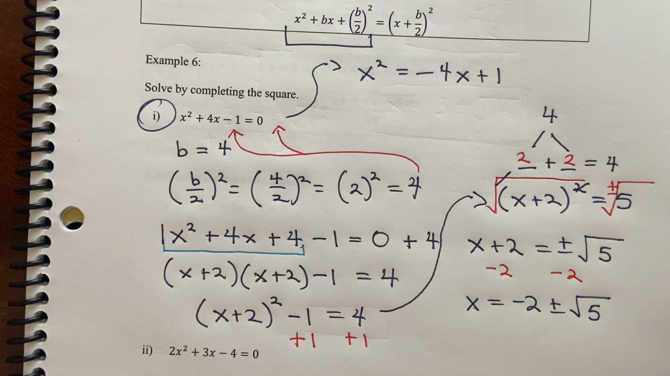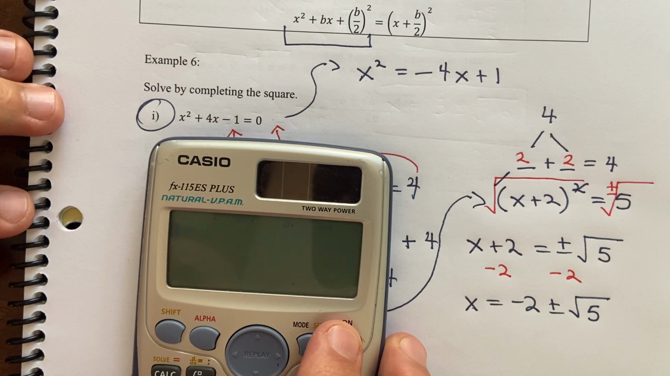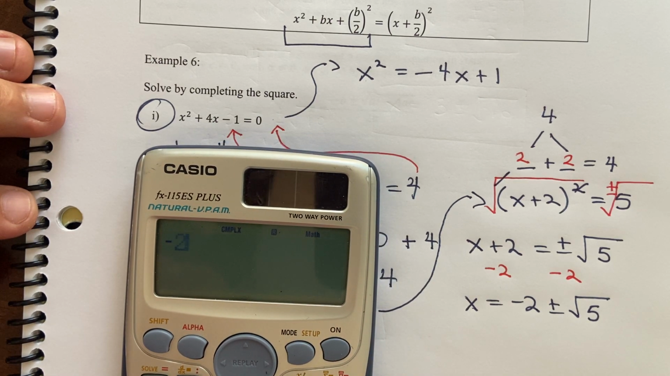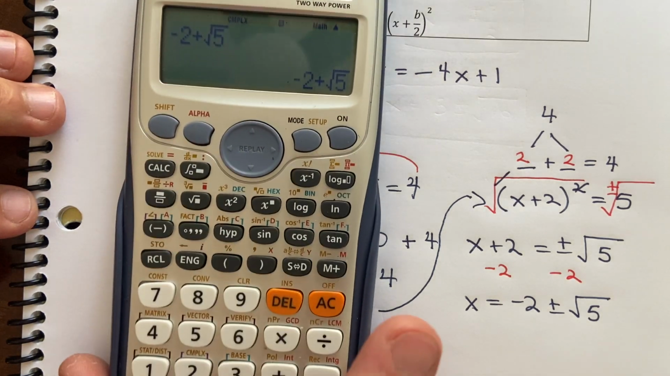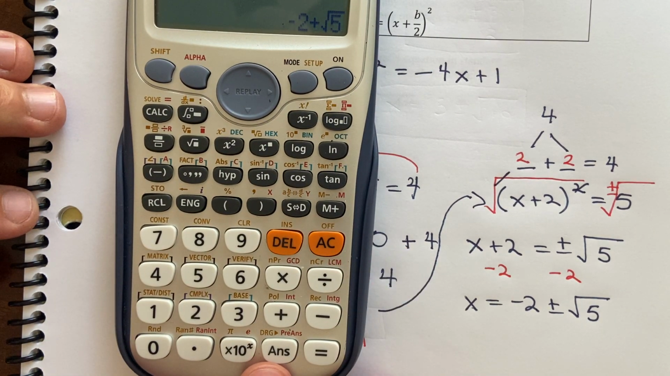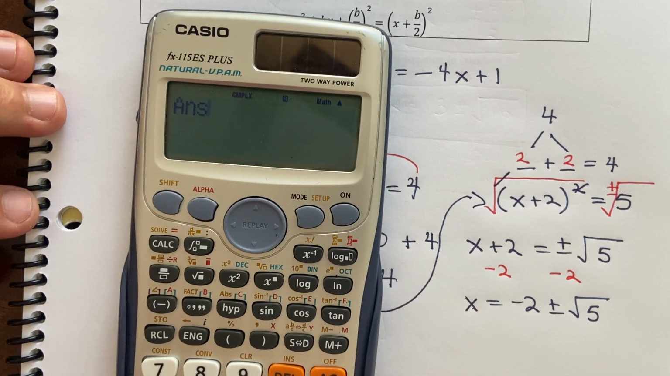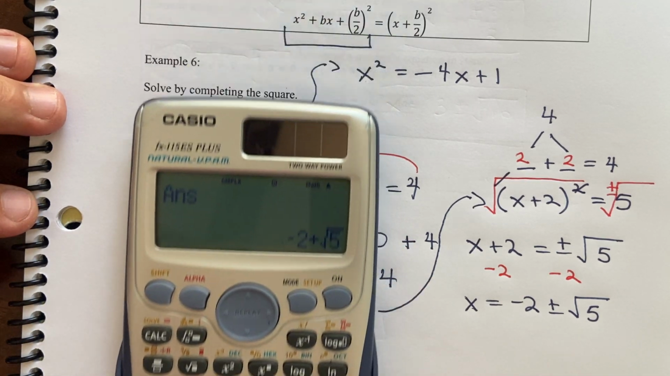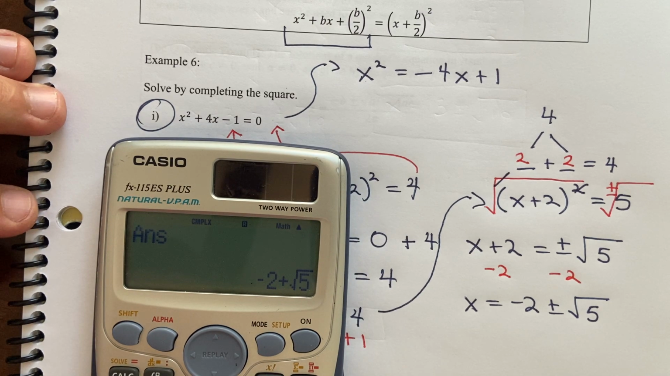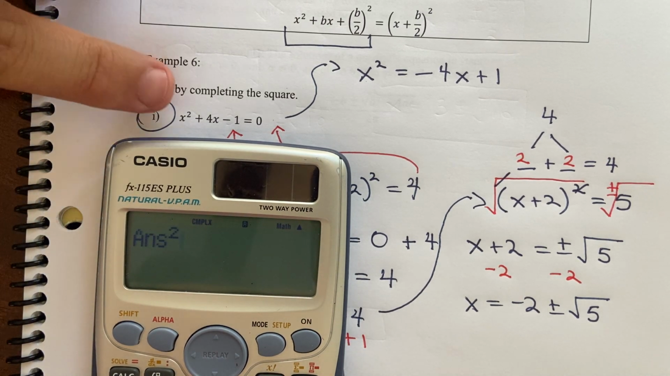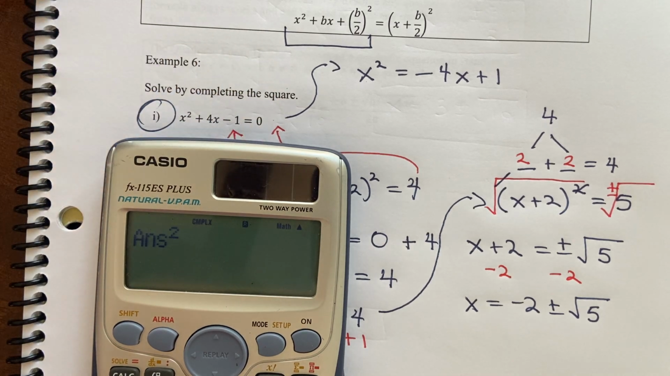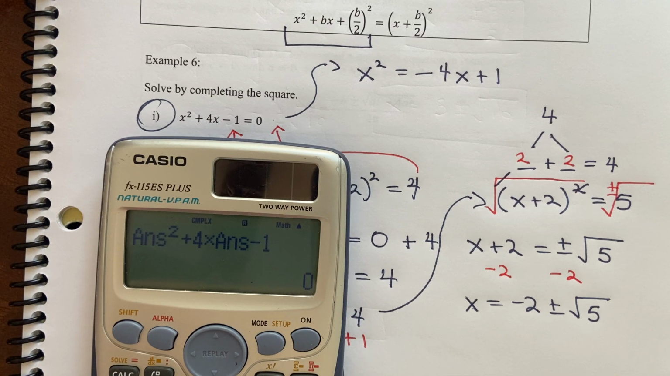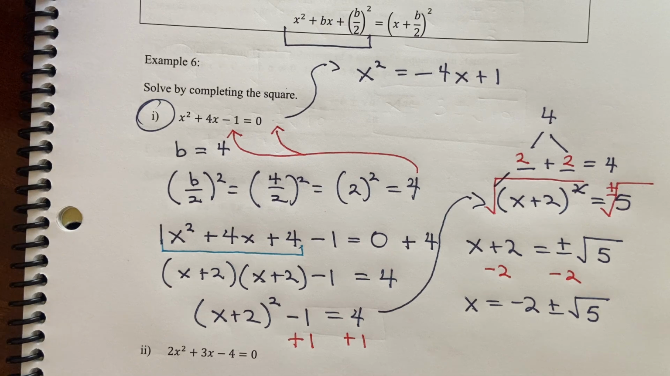If you want, you can check that. So if I type in one of our answers, negative 2, let's just do plus root 5, I can hit equals. And then if I press this ANS button, whenever I press that, it'll think of it as this. So I'll go ANS squared, right? I'm plugging into here, plus 4 times answer, minus 1. I'm hoping this is a 0, and it is. So that's a good indicator that this is a good solution.